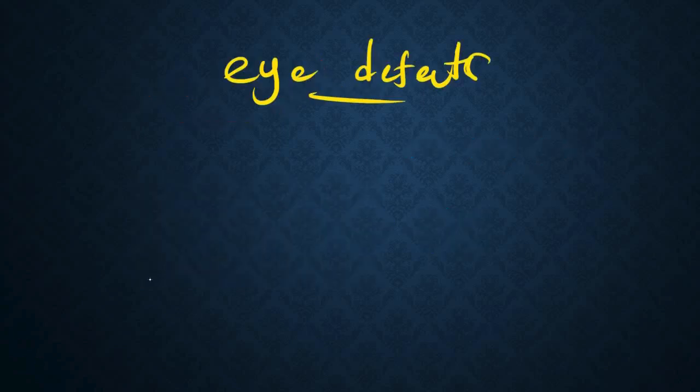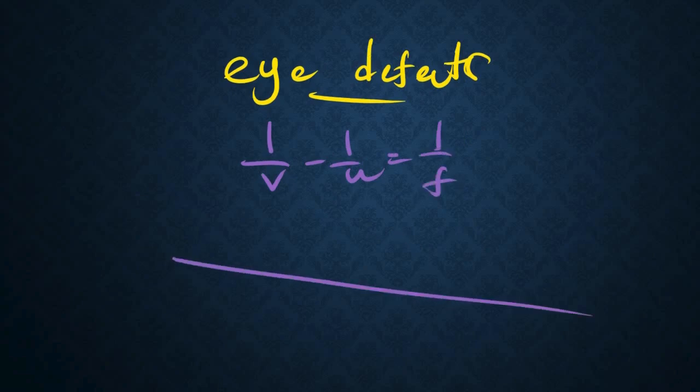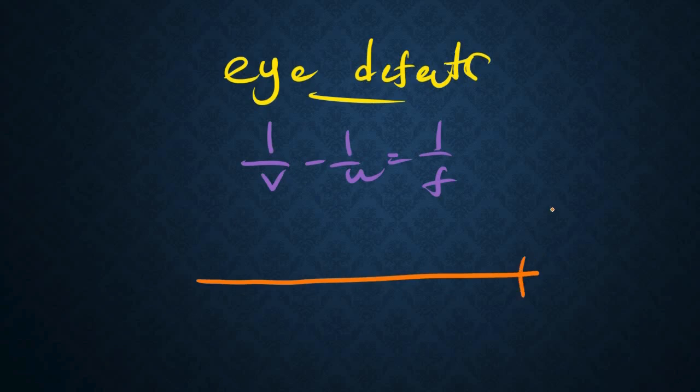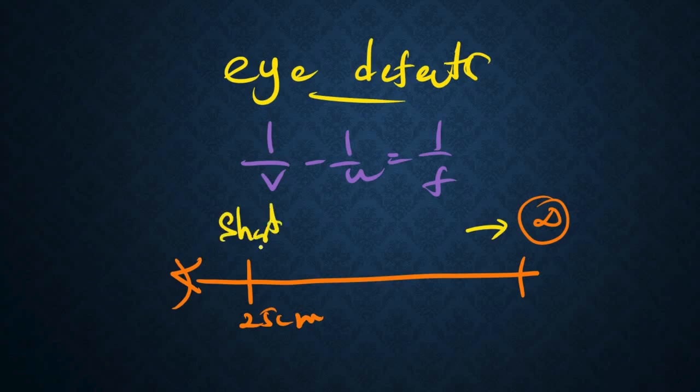Moving into eye defects. Basically, we don't use eye defects that much. We have only one equation, 1 over v minus 1 over u equals 1 over f. Here we need to identify key points. We have the far point, basically infinity, and the near point, 25 centimeters. If infinity is not visible and the near point is visible, we call it short-sightedness. And if the near point is not visible but infinity is visible, we call it long-sightedness, right?